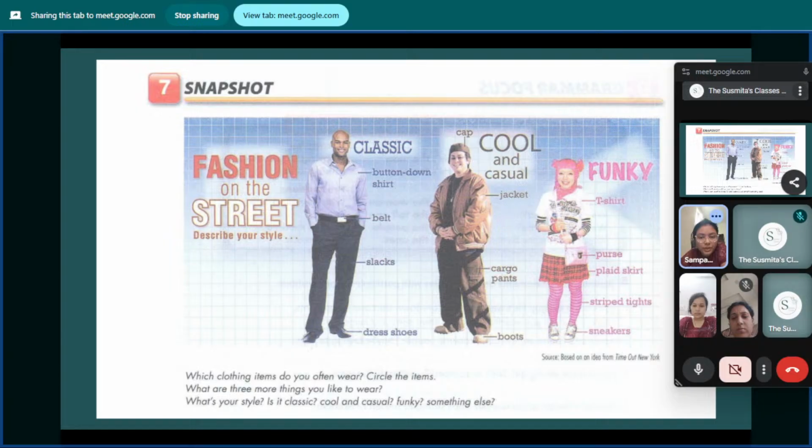I often wear my glasses. Okay, but that's not a clothing item. Yeah, I just gave you an example of an item. I did not say it's a clothing item. Don't get confused.